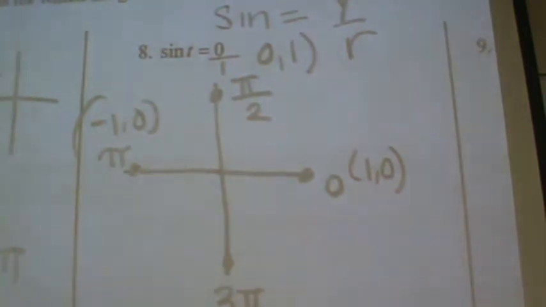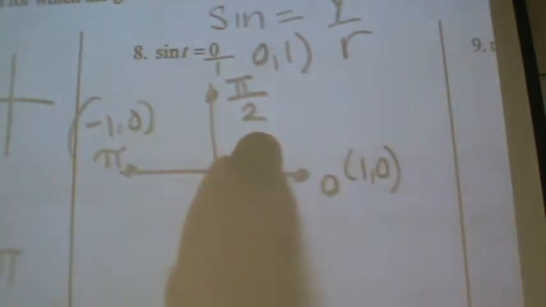What if I would have had a 1 right here? Where is the y value 1? So it'd be pi/2. What if I had a -1 here? Where is the y value -1? 3pi/2. Now what if I change this word to cosine? Then what am I looking for? Where the x value is either 0, 1, or -1. Do you get this? Okay, next one.